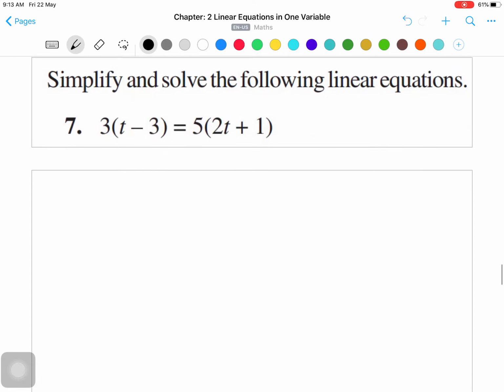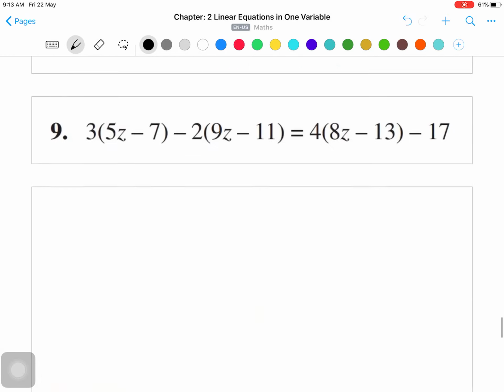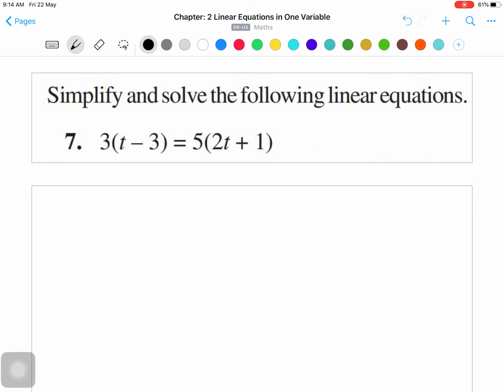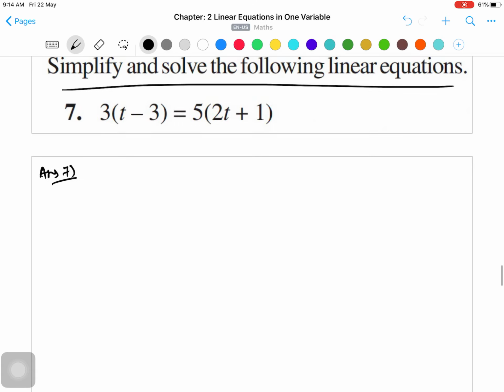Moving to the last 4 questions, 7, 8, 9, 10. So question number 7 is: simplify and solve the following linear equations. First equation, that is question number 7, is 3 into (t minus 3) equals 5 into (2t plus 1).